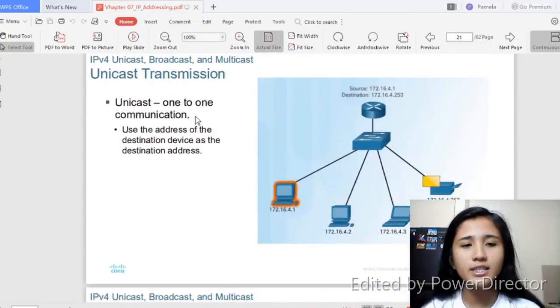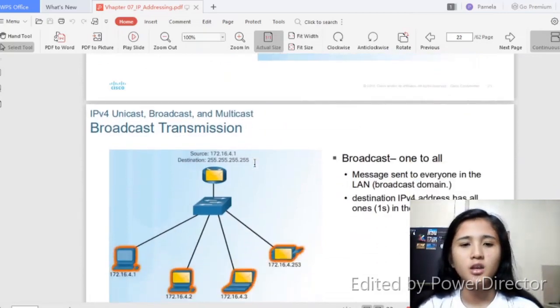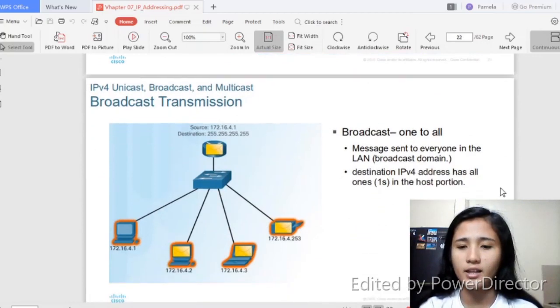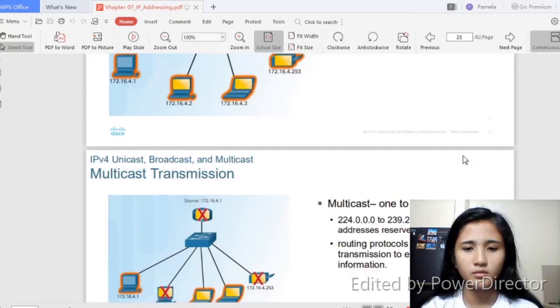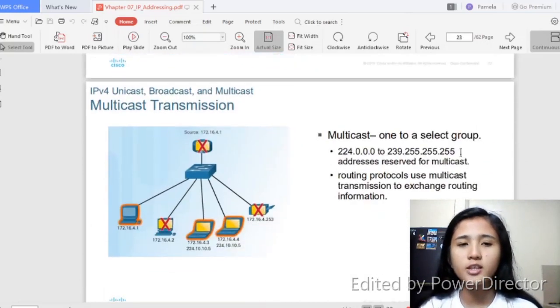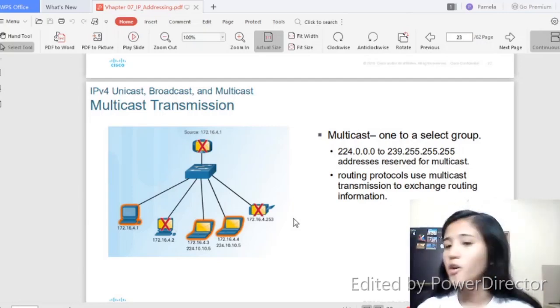So unicast is one-to-one communication. It uses the address of the destination device as the destination address. So the broadcast transmission is a message sent to everyone in the LAN. The destination IPv4 address has all ones in the host portion. Then the multicast transmission uses addresses reserved for multicast. Routing protocols use multicast transmission to exchange routing information.